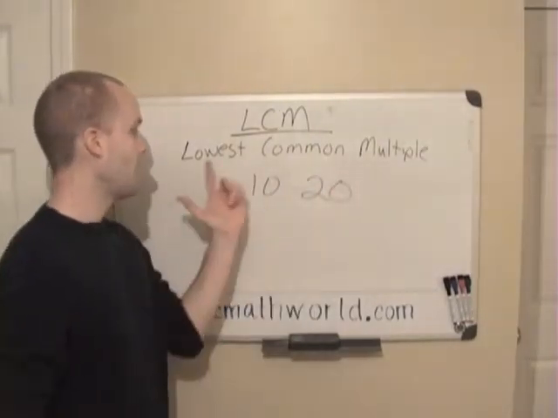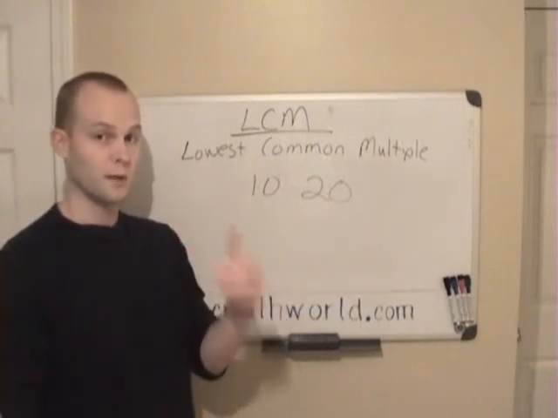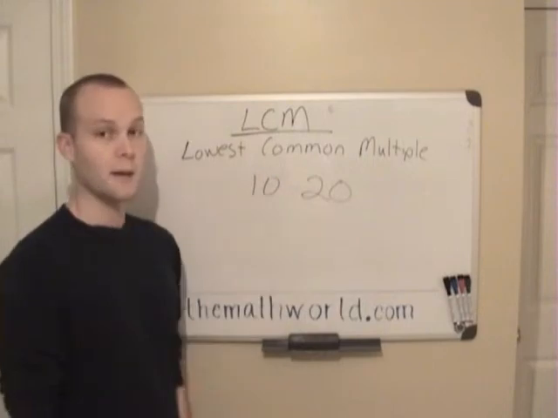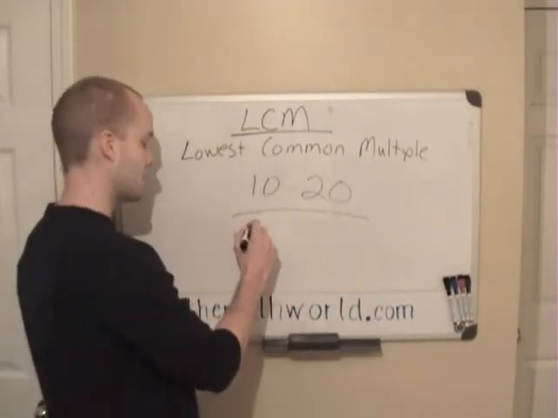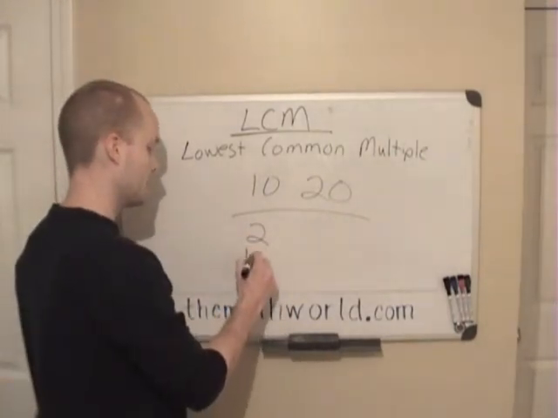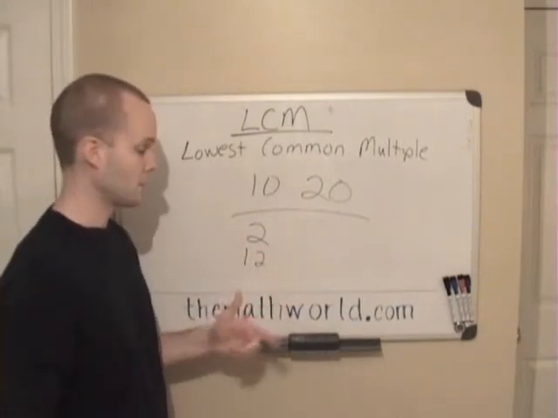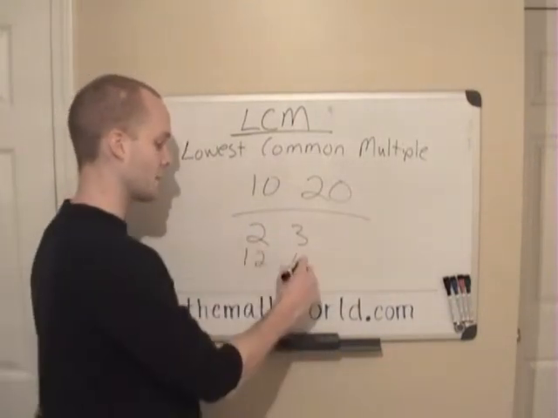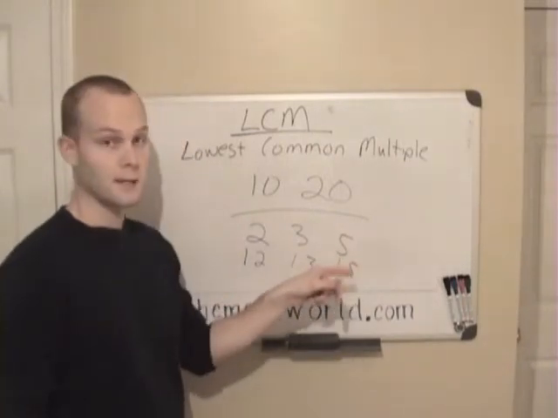Now before we get into finding the least common multiple or the lowest common multiple, first we need to know what a prime number is, because we're going to be using prime numbers to figure out what the lowest common multiple is. If you're not too familiar with what a prime number is, it's a number where the only two numbers that divide into it are 1 and itself. So the only numbers that divide into 2 are 1 and 2. There's no other numbers. Next one would be 3. The only numbers that divide into 3 are 1 and 3. 5, 1 and 5. There's no other numbers that divide into these numbers.